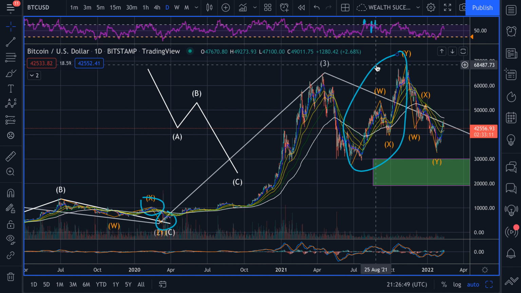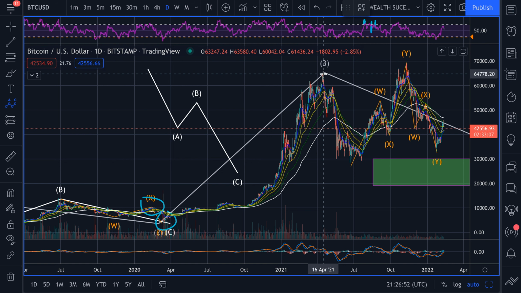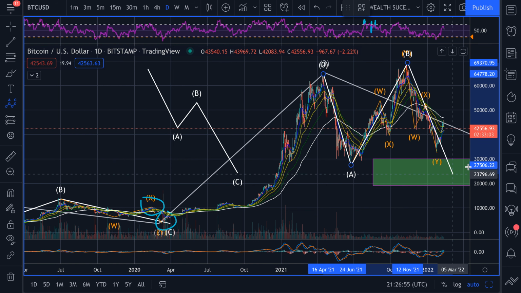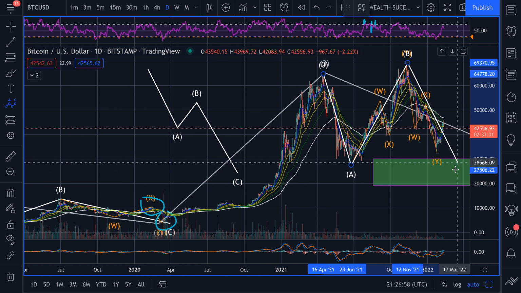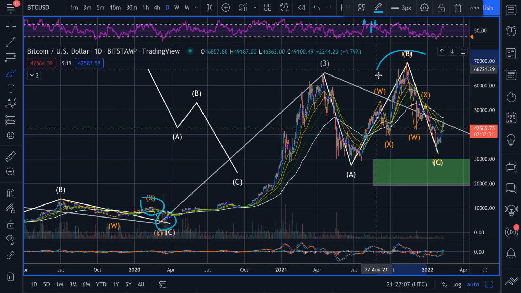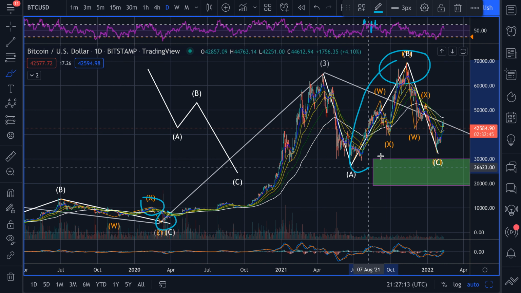This type of correction, if this ends up being the bottom, either here or somewhere around here, down here, this is called an expanded flat, which means this B wave wrecked everyone as a bull trap. Let me repeat, this wave was not a bull market.